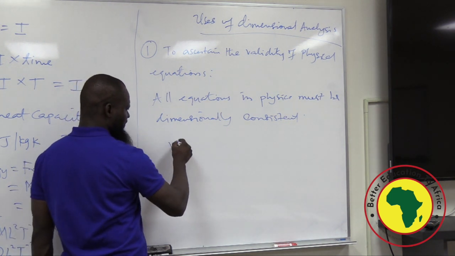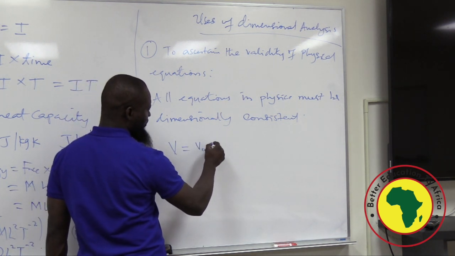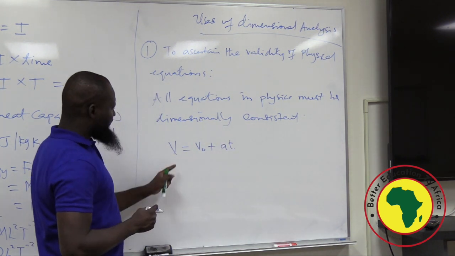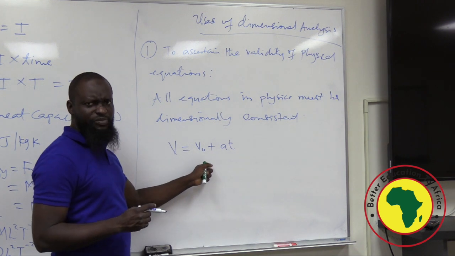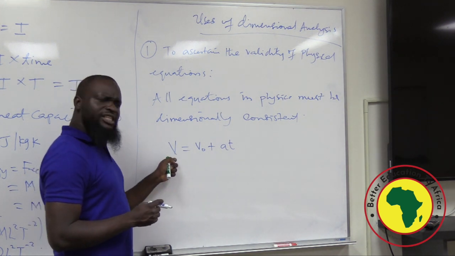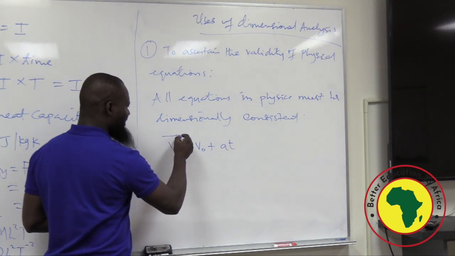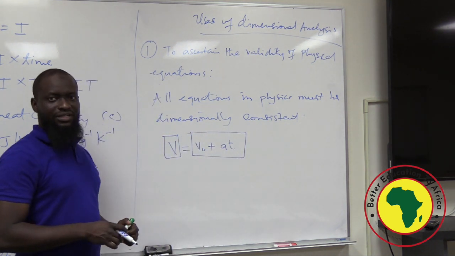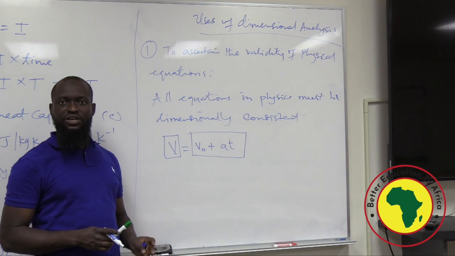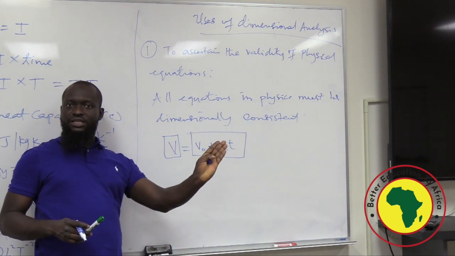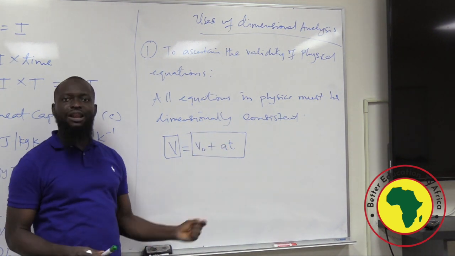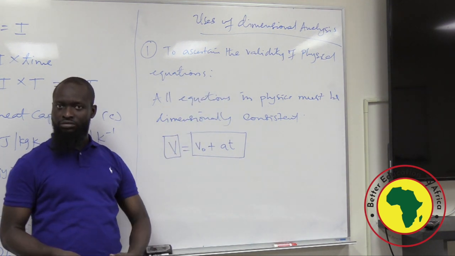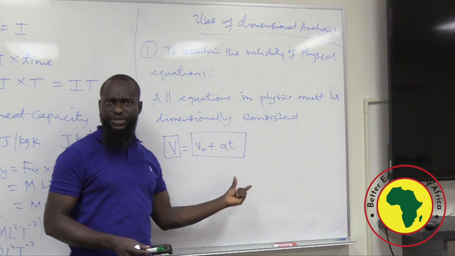It says V equals V naught plus AT. V is a speed, V naught is initial speed. If the left-hand side is speed, all the right-hand side must also be speed. This is what we mean by dimensional consistency. Whatever you have on the left-hand side must be equal to the right-hand side. I cannot have speed on the right-hand side and distance on the left-hand side. They cannot be equal. Speed can only be equal to speed.